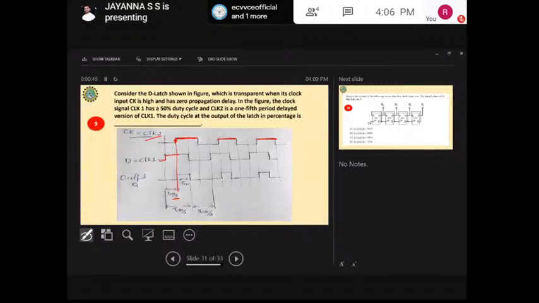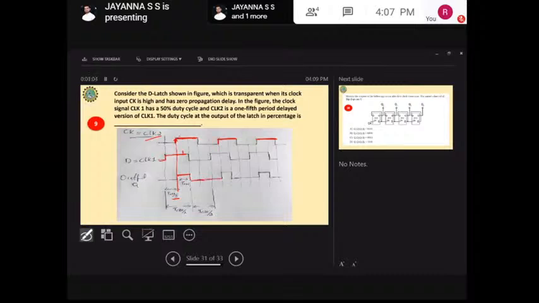Here the data is 1 at this clock pulse, so I'm going to write 1 here. Next, at this part, the data is 0, so I'm going to write 0 here. Until the next high level triggering, I'm going to get the previous state.